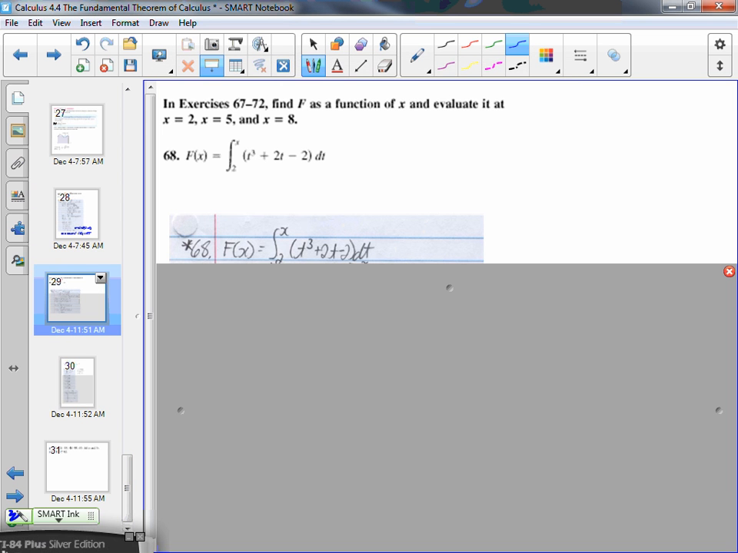Number 68. All right, we get to turn over to page 292 now. Ooh, 293 actually. It says, have we already done this one? No. It says find capital F as a function of x and evaluate it at x equals 2 and 5 and 8.